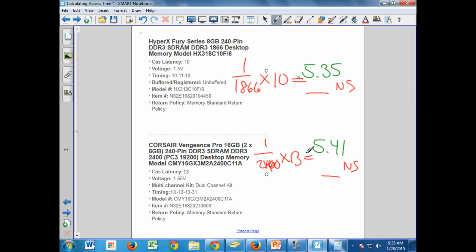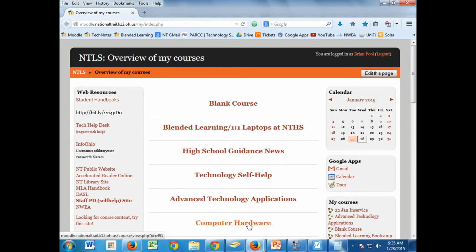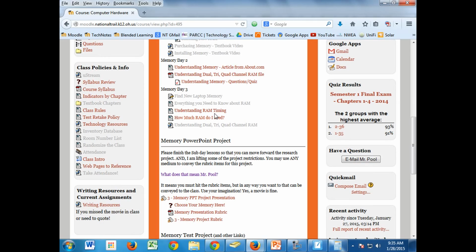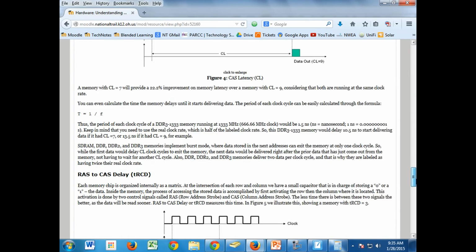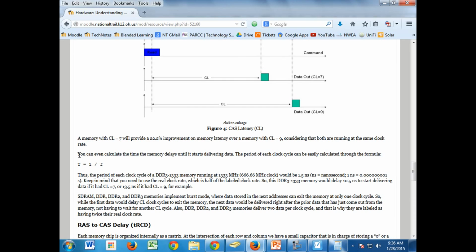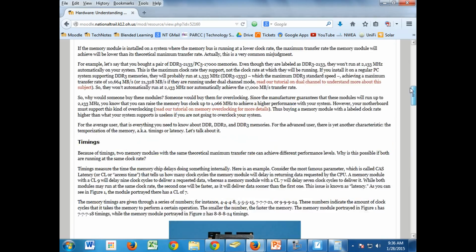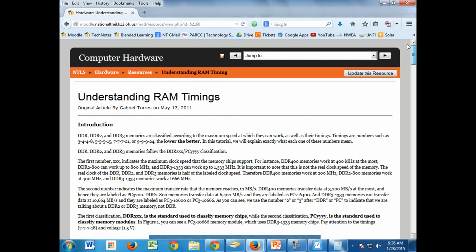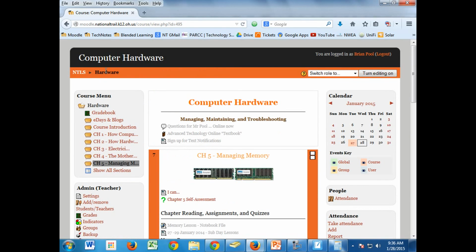Okay. But that's when I was talking access time, and that's in your reading, okay? If you go to your reading, it talks about figuring out the timing, and it wasn't straightforward like that. But down here, understanding RAM timing, you can calculate the time the memory delays until it starts delivering data. The greater clock cycles need to be calculated using the formula 1 minus whatever over. It's a little different way than I figured it out, but it's the same thing. You're inverting the frequency of the RAM, or whatever the megahertz is, and then you actually multiply by the clock cycles. It doesn't say at all to figure that out. Okay, so that's what I was saying.